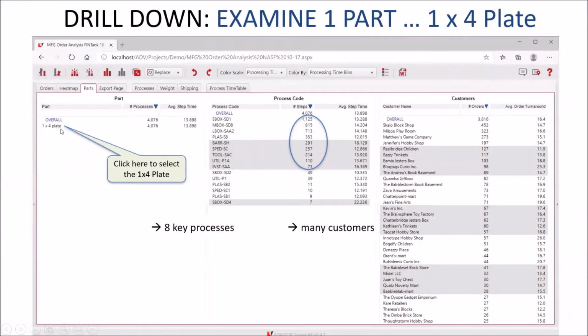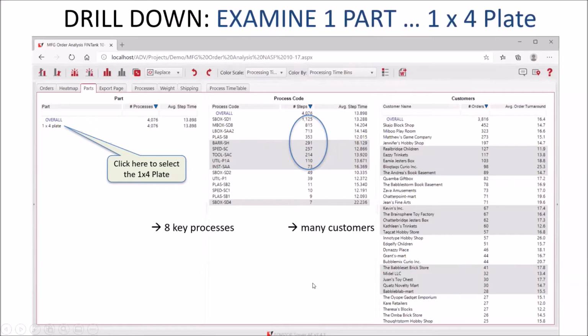The 1x4 plate goes through 8 key processes. You can just look at the numbers of steps. The biggest one is the S-Box SD1, 13 days. Some of these that's 1,125. So these ones are by far the biggest, and there's another group, and then there's some smaller ones. And it's many customers. I mean, this is obviously a common part. A lot of my customers have it.